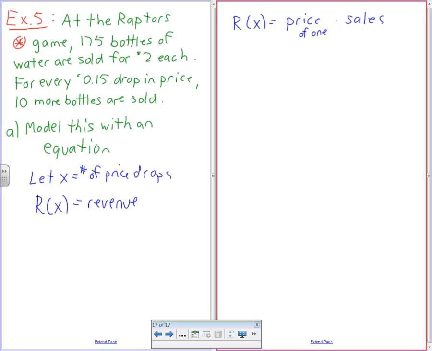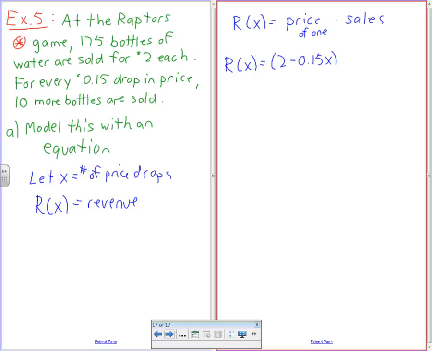Nate, do you remember these at all or not really? Yeah. Okay, so let's think of how we deal with the price. If you think of this like slope from grade 9, what's the starting price for water? $2. How much does it change each time? 15 cents. Which direction? Upwards or downwards? Downwards, okay? So my price is going to be 2 minus 0.15x.